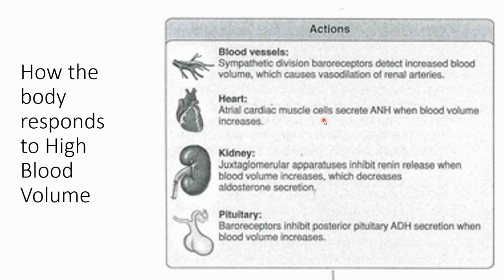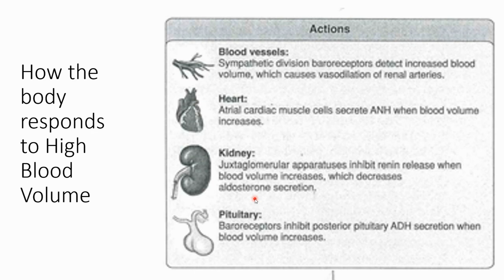The heart, atrial cardiac muscle cells secrete ANH when blood volume increases. Remember, this is the only one that is going to be secreted during an increase in blood pressure. The juxtaglomerular apparatus will inhibit renin when blood volume increases, which decreases aldosterone secretion. So you don't want renin and aldosterone anywhere around when your blood pressure is already high.